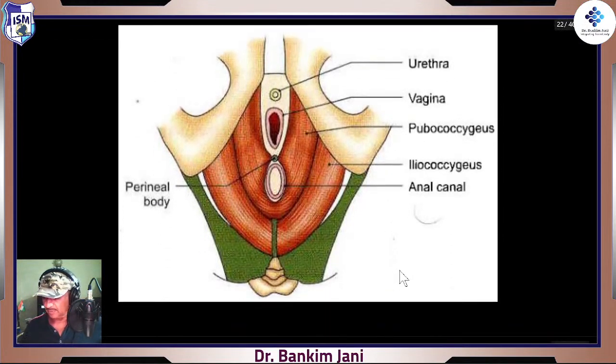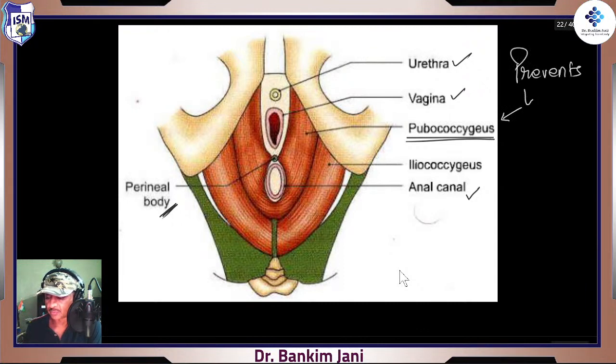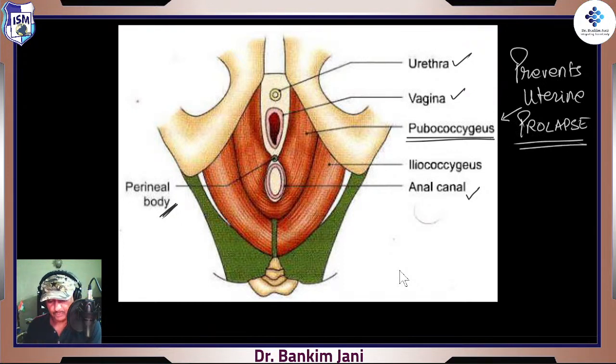Pretty easy. This is the pelvic diaphragm, and that's the perineal body. Say urethra, that's the vagina, posteriorly it is the anal canal, in between it is the perineal body, and that's the pubococcygeus muscle. Now see the arrangement of this pubococcygeus muscle, which is vital. Why the Kegel exercise in females? Because one reason is that this is the muscle which prevents uterine prolapse. So that's why this is so important.